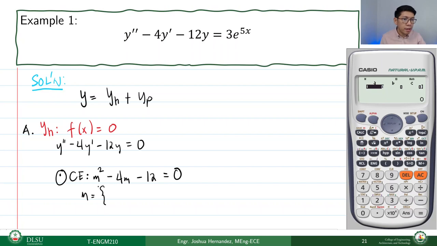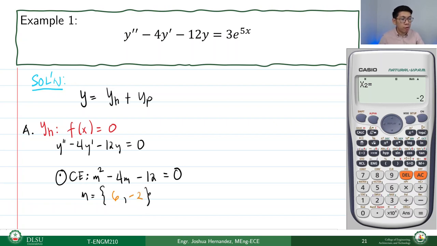Okay. And then let's input our coefficients. Our coefficient is 1. We have 1 here, and we have negative 4 and then negative 12. Okay? So back to our calculator: 1, then negative 4, then negative 12. This will give us 6 and negative 2 as our roots. So our roots are 6 and negative 2.